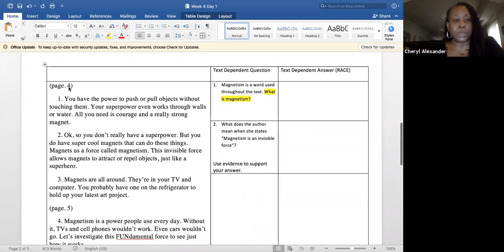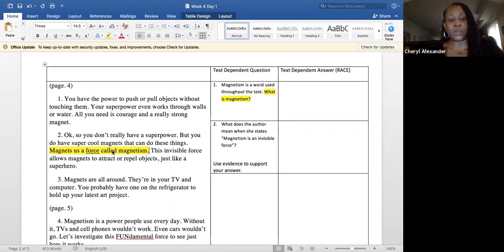Of course, it starts at page 4. Paragraph 2 talks about that superpower, but then it goes into the use of magnets. And then it says magnets use a force called magnetism. Oh my, there's that word I'm looking for. I'm looking for what is magnetism. This is telling me that magnets use a force called magnetism. So I'm going to underline this because I think that's an important word to remind myself of. And I'm going to highlight this sentence because it's talking about magnetism.